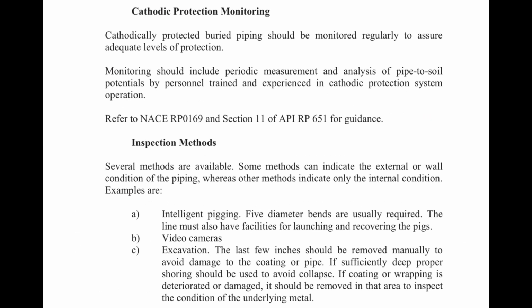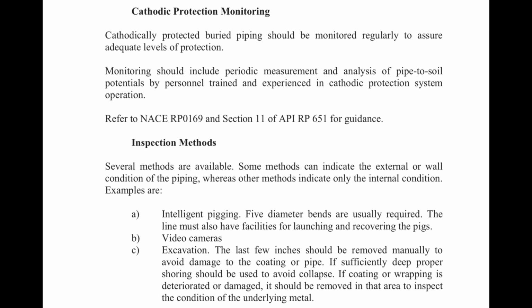The cathodic protection monitoring. Cathodic protection monitoring should be done regularly to assure adequate levels of protection. Monitoring should include periodic measurements and analysis of pipe to soil potentials by personnel trained and experienced in cathodic protection system operations. Reference codes are NACE Recommended Practice 0169 and Section 1 of API Recommended Practice 651 for guidance.